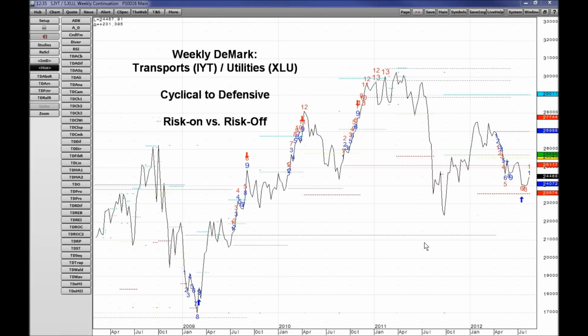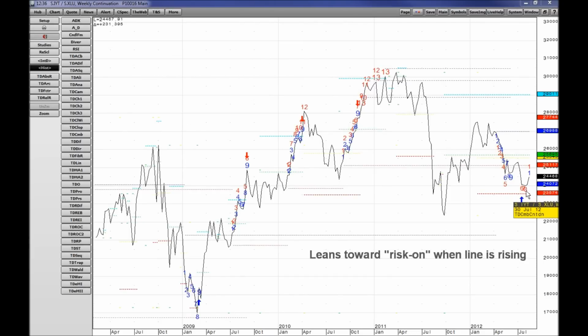This is a chart we showed last week. This is the ratio of the transports, the IYT ETF, to XLU. Just revisiting it. Last week we said we had a perfected buy setup on this ratio, and we said that the last time we had a 9 and an up arrow in a similar manner was back on this date here, which was March 9th of 2009. And as you know, that was the low in the stock market, and a big risk-on rally followed. If this holds and this ratio moves in this direction, it would be bullish for both stocks and commodities.